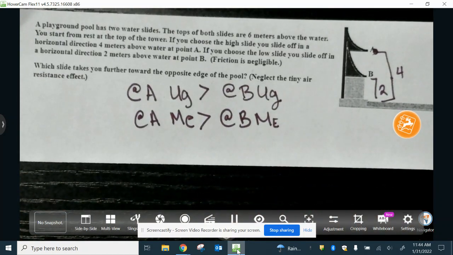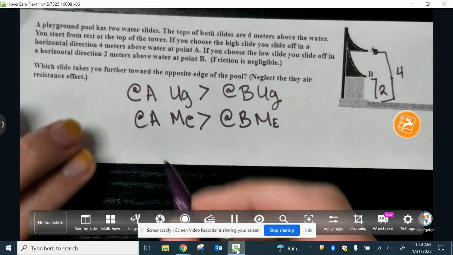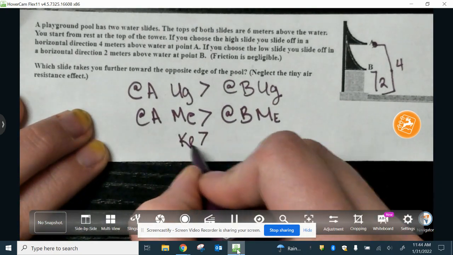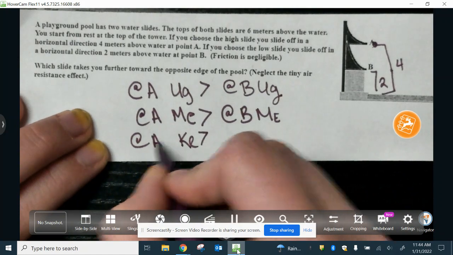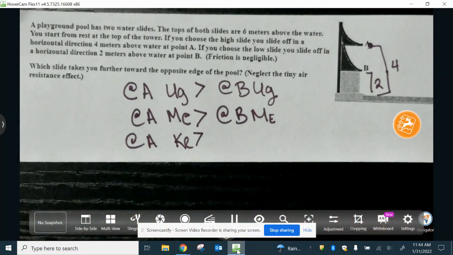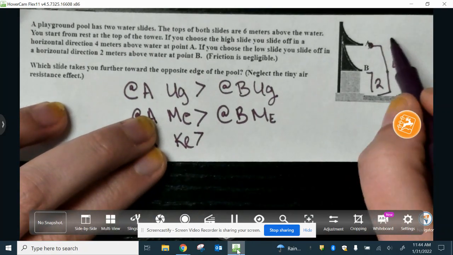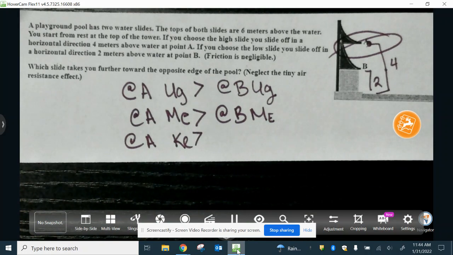So if you have a greater amount of energy, it means at the bottom, before you hit the water, you're going to have more kinetic energy, more KE at A. Which means A will get you close to the other side. Because remember, kinetic energy is mass times velocity squared. Velocity is your distance divided by your time.